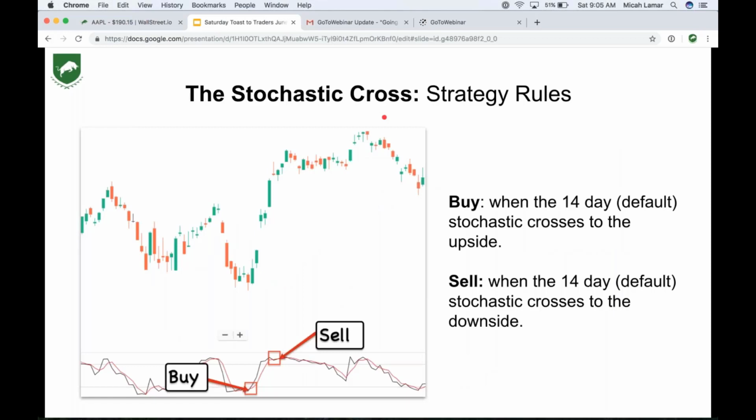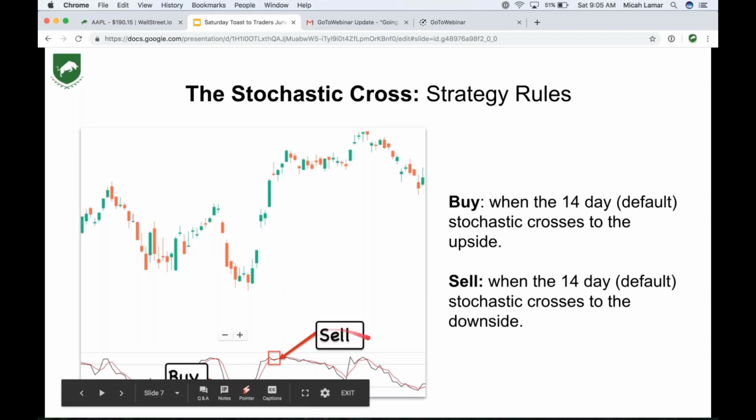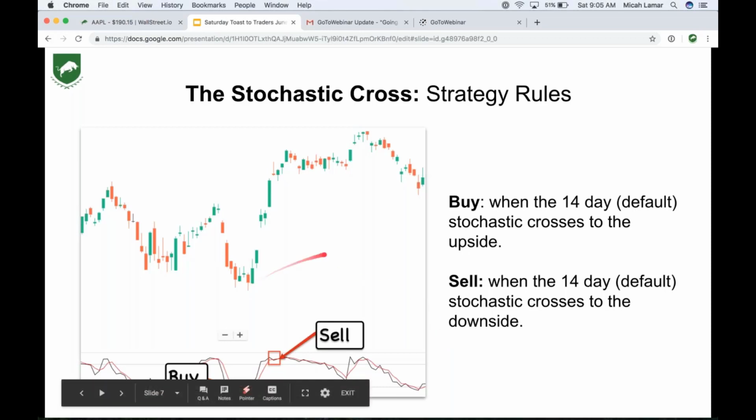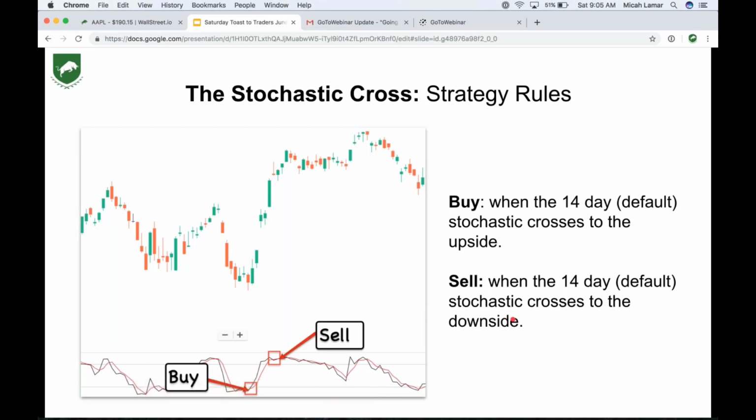So the stochastic cross has pretty simple strategy rules. We're going to use a really simple default 14-day stochastics cross to the upside. What that looks like on your screen is basically when you have the 2 lines crossing. You can see I have a little buy and sell box here highlighted for you. And so you're going to buy when that crosses to the upside, and simply you're going to sell when it crosses to the downside.